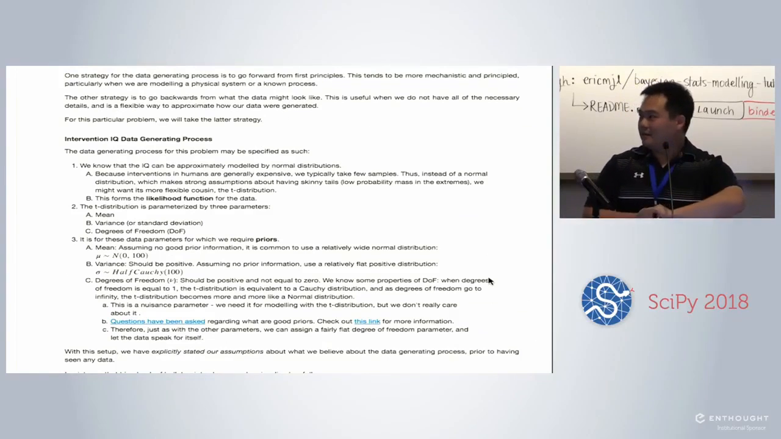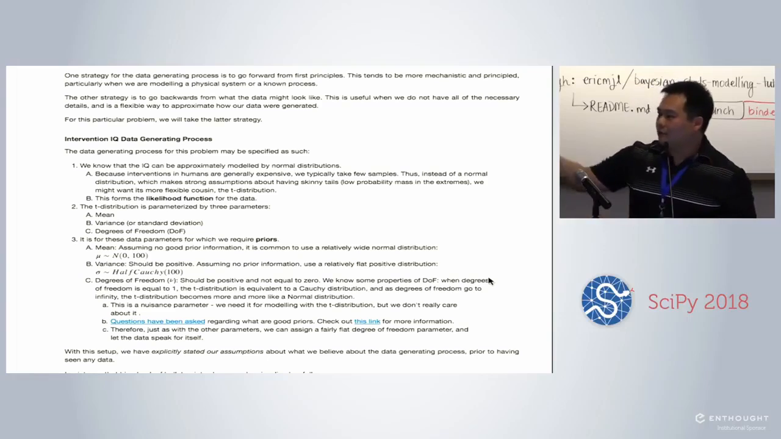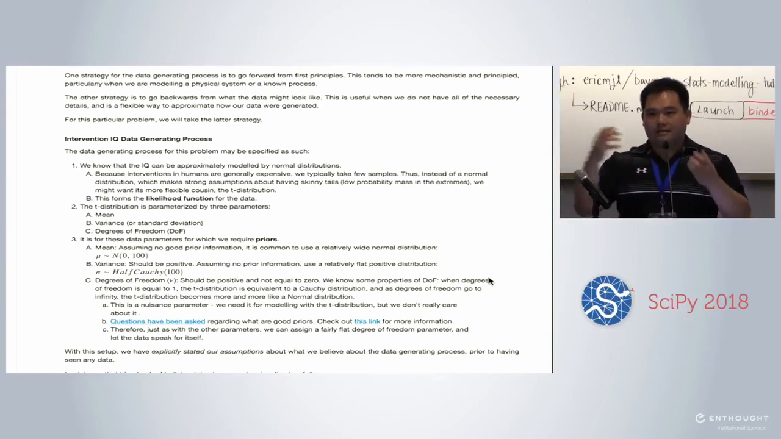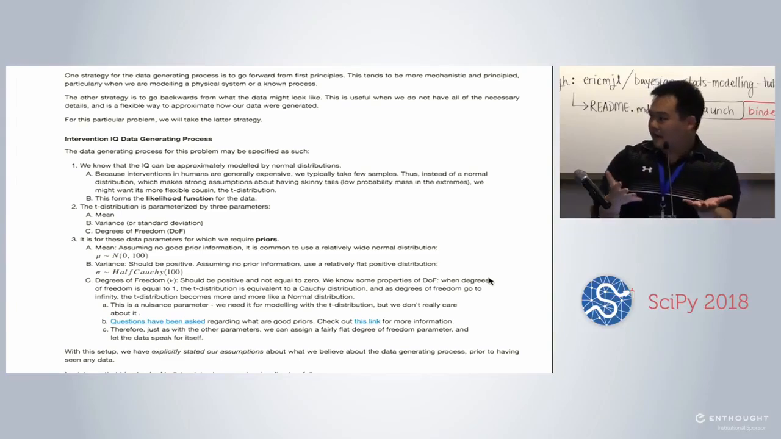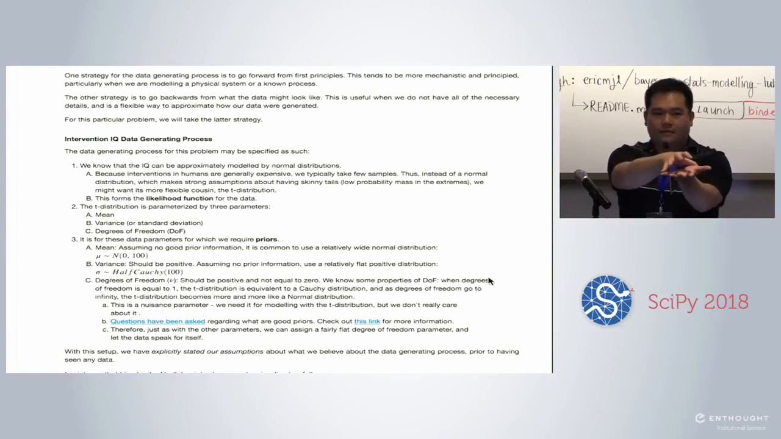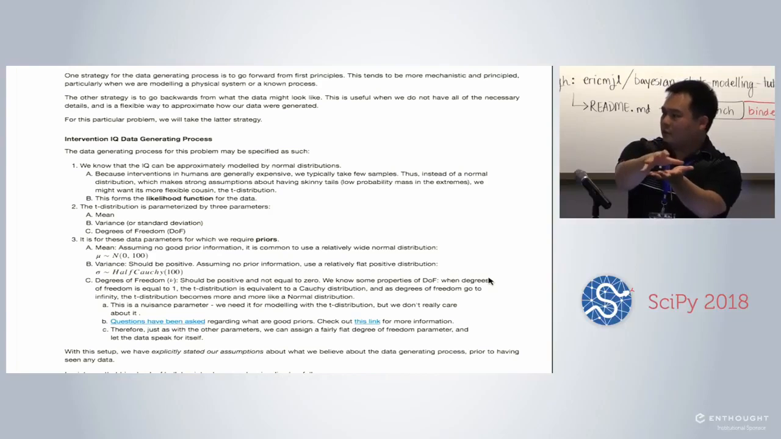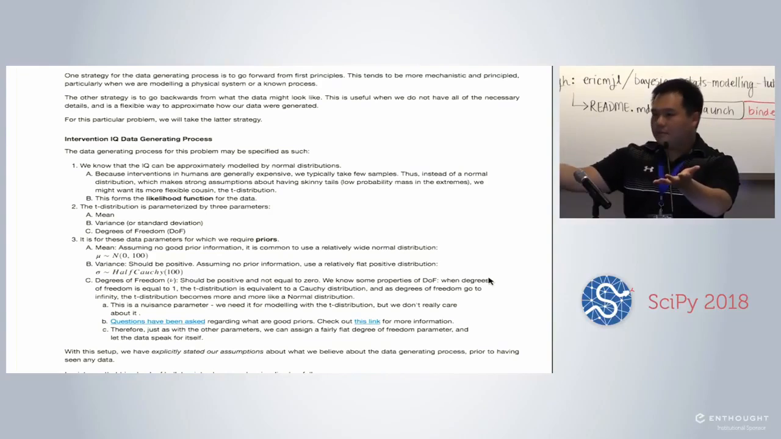Will IQ function be normal? IQ, we might choose to model it as a normal distribution, okay? And this would be the likelihood function because that is the data that we have observed, right? So we're saying, given that we have data on hand, we think it's normally distributed, so that is the likelihood function. What are the parameters of the normal distribution? Mean and standard deviation. Okay, great.